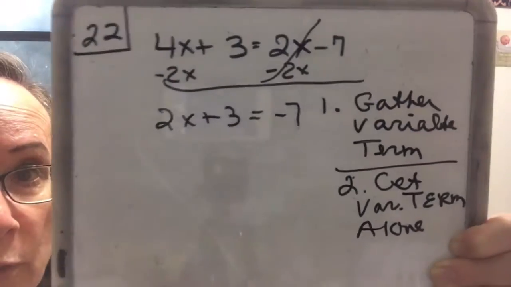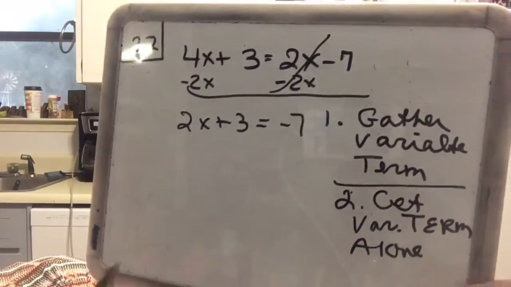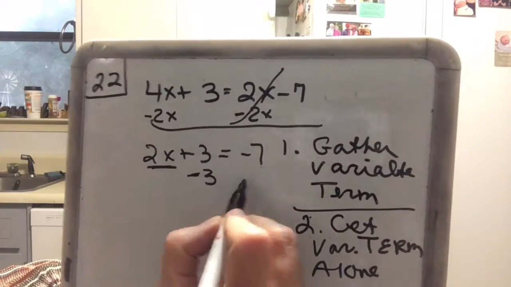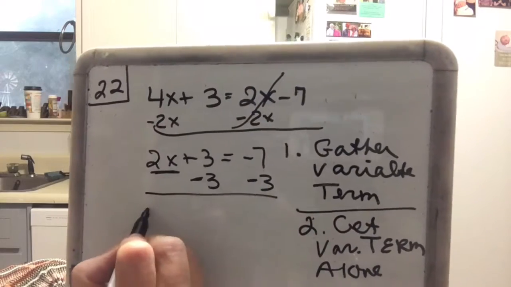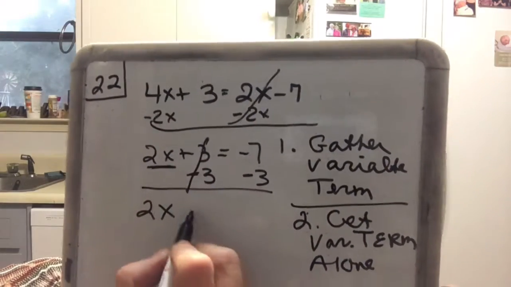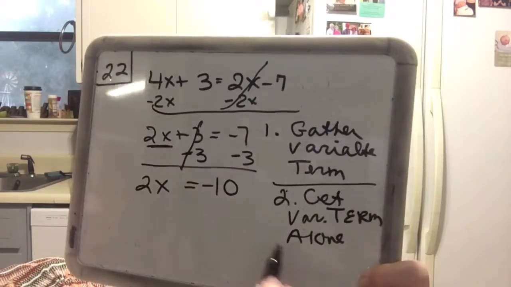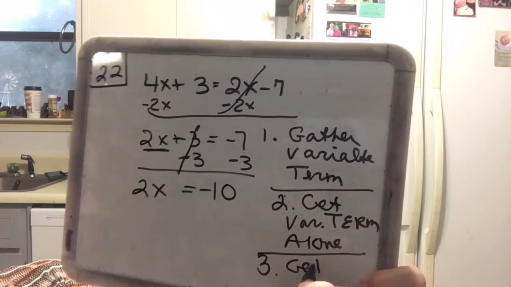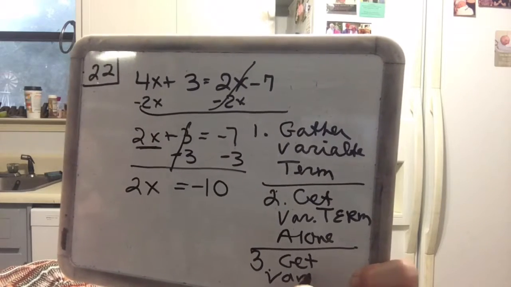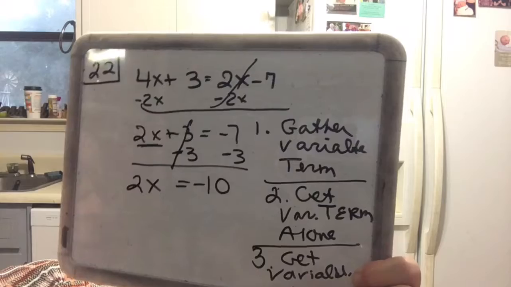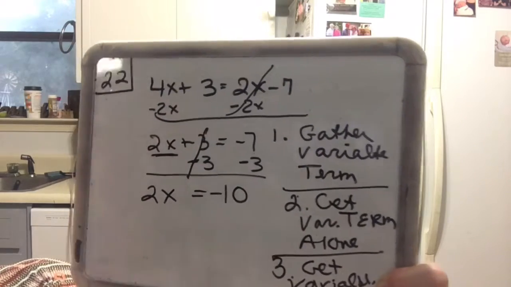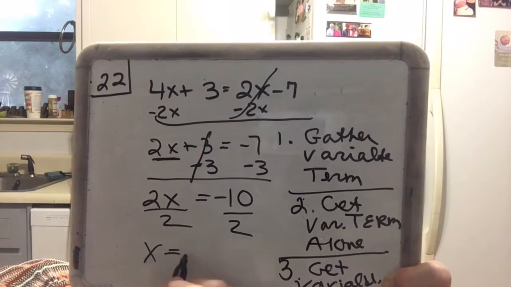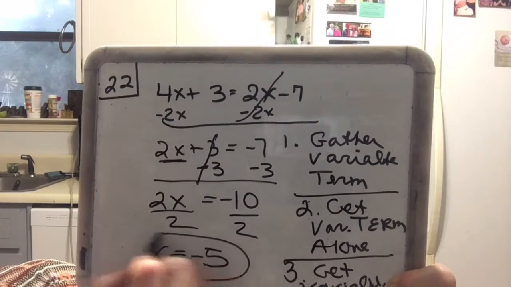Okay, so I'm going to get the variable term alone. In mine, I'm trying to get the 2x alone, so I'm going to take away the 3, take away the 3, and I wind up with 2x equals -10. So then lastly, I'm going to get the variable itself alone, or isolate the variable. So divide by 2, divide by 2, x is -5, and that should be our solution.